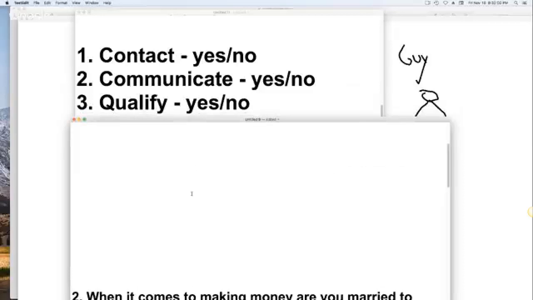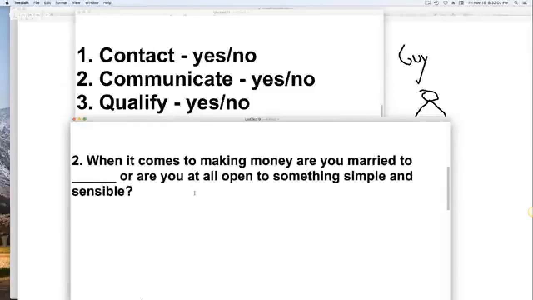Okay, great. Now let's qualify them. When it comes to making money, are you married to blank? Are you married to being a lawyer? Are you married to waiting tables? Are you married to doing oil changes? Are you married to your job at the bakery? Are you married to working at Target? Fill in the blank. Or are you at all open to something simple and sensible? What do you think they say? There's only 2 answers. There's yes or no. You know what most of them say? They say, what is it?